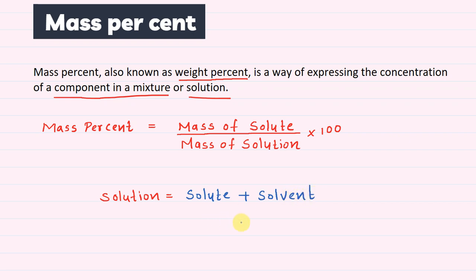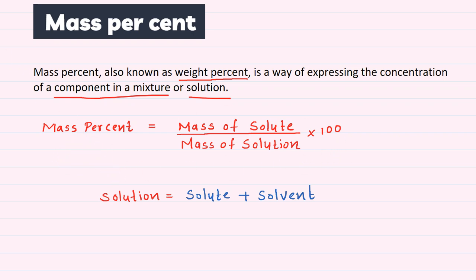Solute is the substance that is dissolving in the solvent in order to form the solution, and solvent is the substance which dissolves this solute. Solute is present in lesser amount while solvent is present in greater amount. Now let's see the formula. The formula says mass percent is equal to mass of solute divided by mass of solution into 100. I hope it is clear up to this point.